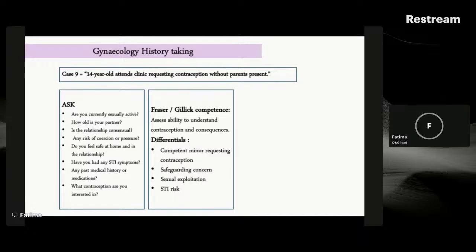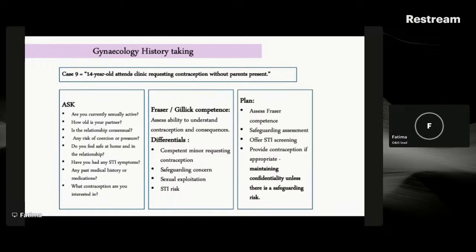Is this a safeguarding concern? Any sexual exploitation happening? Is there an STI risk here? So the plan to go forward would be firstly to assess the Fraser competence, to assess if there are any safeguarding issues, to offer any STI screenings, and then if they are competent, then you can provide contraceptives if appropriate. And it's important to note that you need to maintain confidentiality unless there is a safeguarding risk.